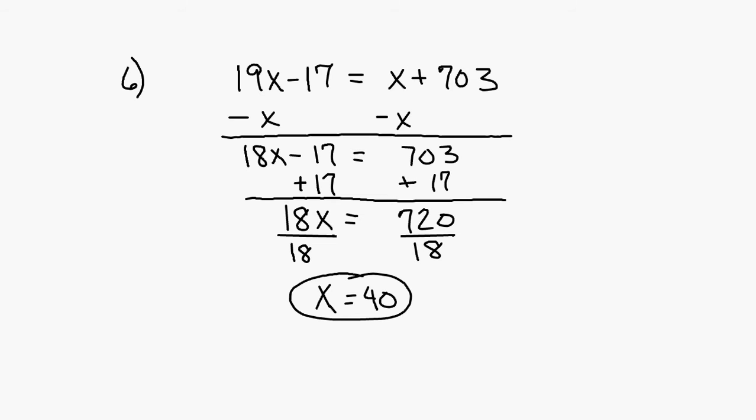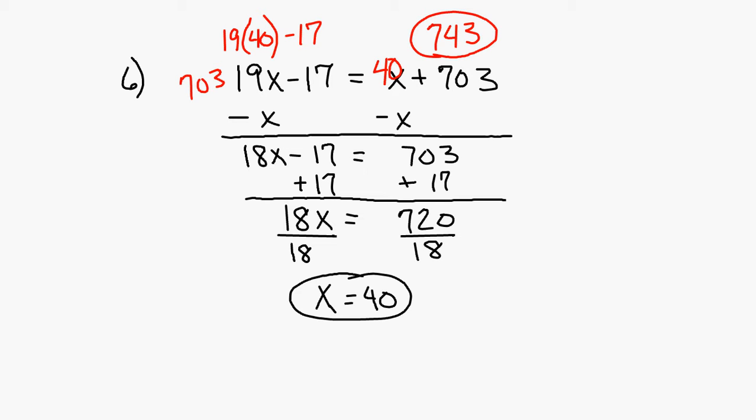So if you replace the x with a 40, 40 plus 703 is 743. And 19 times 40 minus 17 is going to be 703 as well. No, it's not. 743.